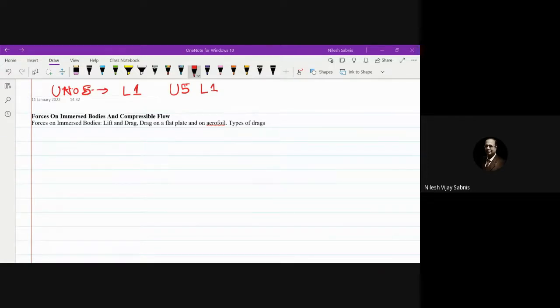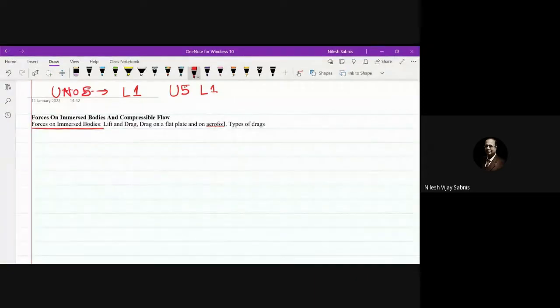What is meant by lift, what is meant by drag, what is meant by drag on a flat plate, and what is meant by drag on an aerofoil. This thing we will learn. In this, first we will start with the first point, that is forces on immersed bodies.